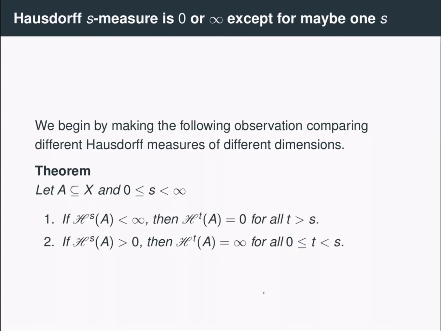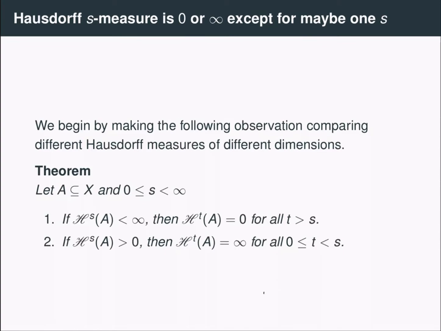So let's first make the following observation. For a given set A, if it has finite s-dimensional Hausdorff measure for some value s, then its t measure will be 0 for all t strictly bigger than s. Similarly, if it has positive s measure, then it must have infinite t measure for t less than s. So we'll just show how to prove one of these properties. Notice that 1 is just the contrapositive of 2.